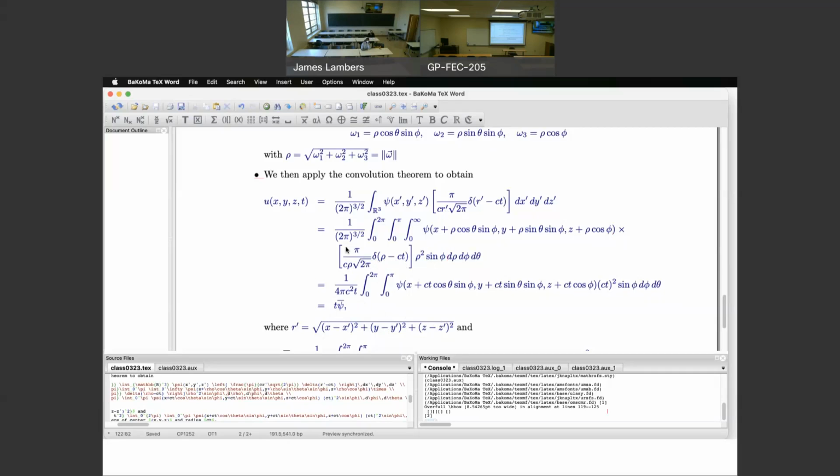So now, as far as evaluating this, I have some constant factors that I can pull out. Here I have also from a delta function. This is equal to 0 unless the argument is 0. So rho is equal to ct. So that is how this rho squared becomes this ct squared down here. And then the integral with respect to rho goes away.